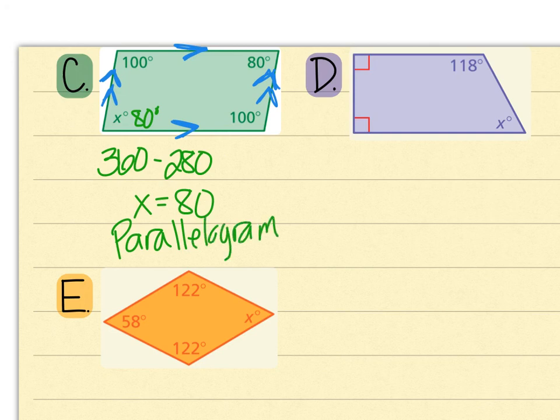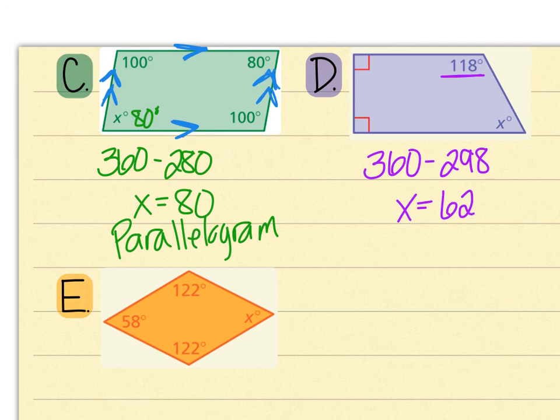And then example D, we have two 90-degree angles and then a 118-degree angle. And that adds up to 298. So 360 minus 298 means that X is 62. Now, you'll notice that the top line and the bottom line are parallel, but we only have one set of parallel lines, which makes this a trapezoid. We call that a trapezoid.